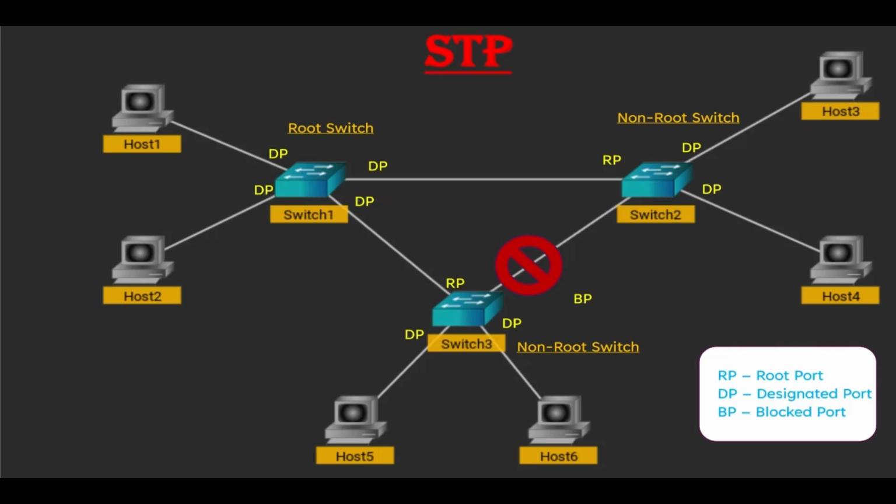However, to avoid the infinite loop and to block the redundant link, switch 3 makes its one port as BP, blocked port. BP could have been from switch 2, however, BP is decided based on the root cost.